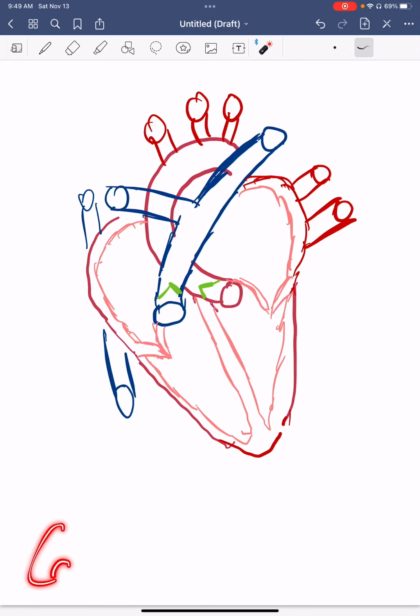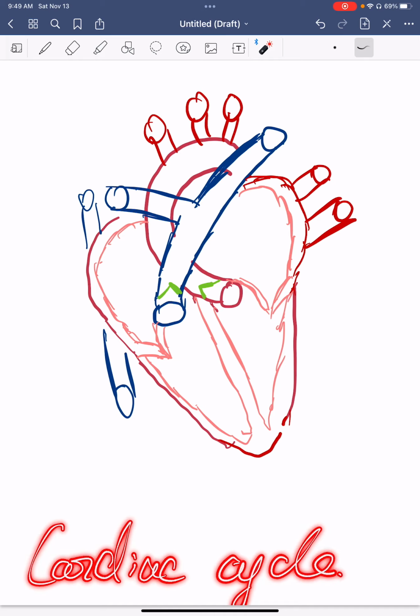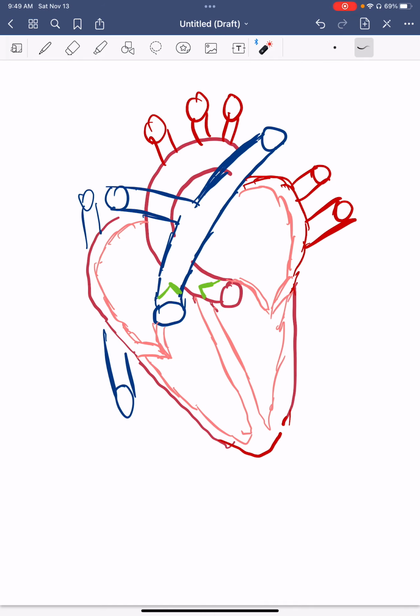Okay, now we are going to talk about the cardiac cycle. Before going to the cardiac cycle, we have to know the parts. This is our pulmonary artery, which gives blood to the lungs. If we take this as our left side and this as our right side, one goes to the left lung, one goes to the right lung.